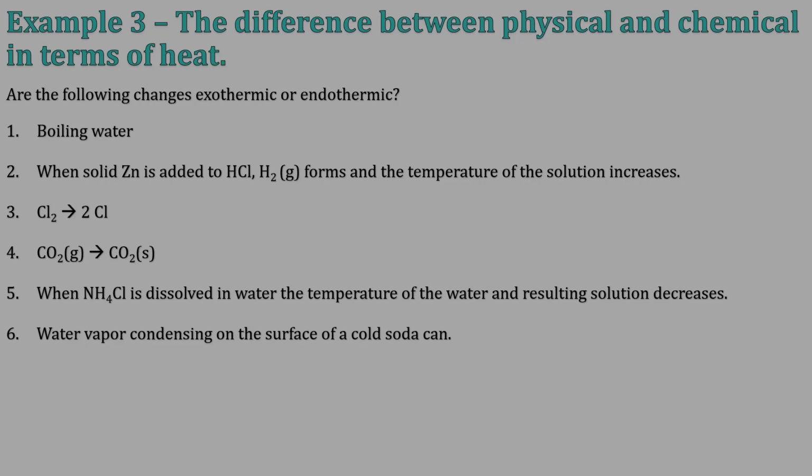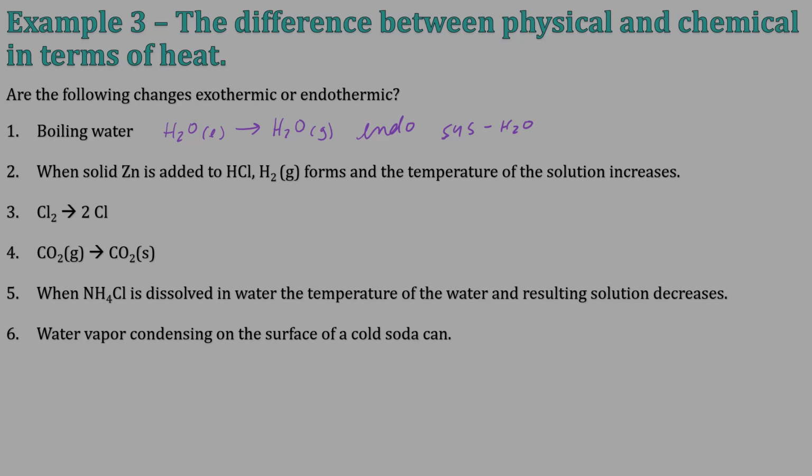Okay, so we're going to look at endothermic and exothermic a little bit closer and look at the difference between physical and chemical changes in terms of heat. So if we think about boiling water, don't think about if it's getting hot or cold. Think about what's happening to it. If we have liquid water and it's turning into gas water, these molecules have to absorb heat in order to do that. And so it's going to be endothermic. And our system here is the water.